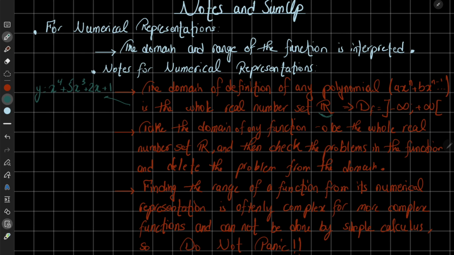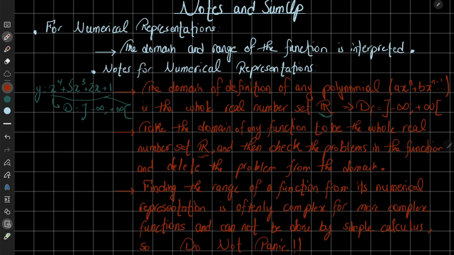We can see that this function is in the form of a polynomial. So directly we can conclude that the domain of definition of this function is the whole set R, or from minus infinity to plus infinity. And this is actually logical because we can substitute x by any real number from minus infinity to plus infinity. Now take the domain of any function to be the whole real number set R, and then check the problems in the function and delete the problem from the domain. What does that mean?